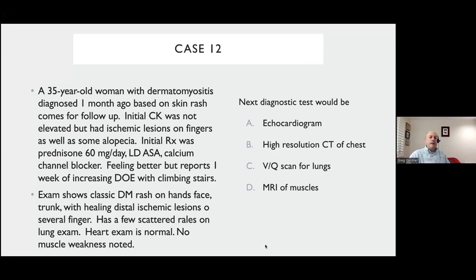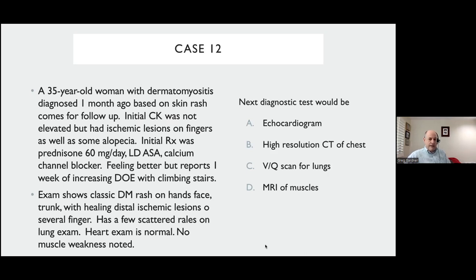So our first case is a 35-year-old woman with dermatomyositis diagnosed 1 month ago based on skin rash, who comes for follow-up. Her CK was not elevated, but she had ischemic lesions on fingers as well as some alopecia. Initial treatment was prednisone 60 milligrams a day, which is a usual dose. She's put on low dose aspirin and calcium channel blockers because of her digital ischemia. She's feeling better by report, but had 1 week of increased dyspnea on exertion when climbing stairs right before her visit.